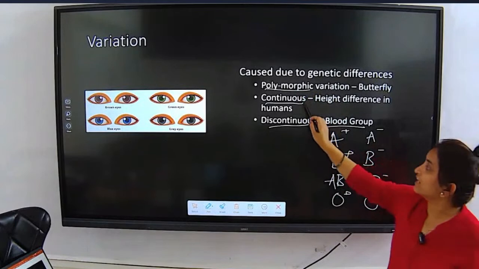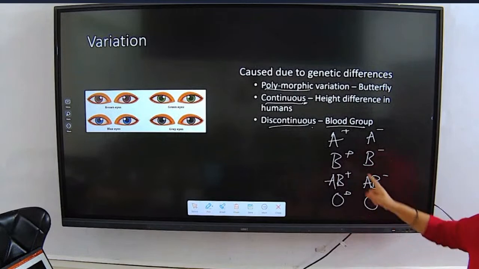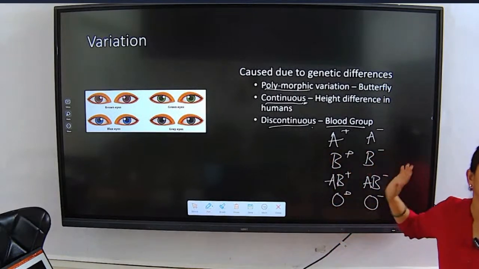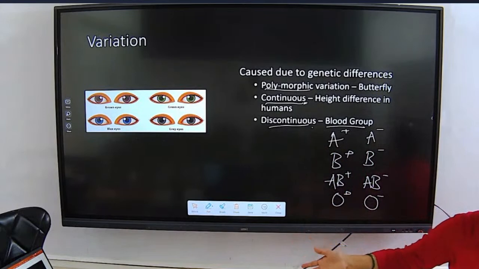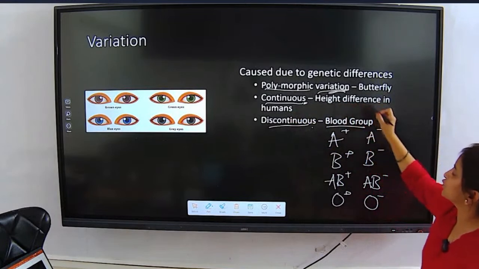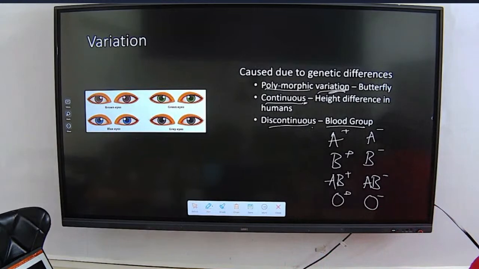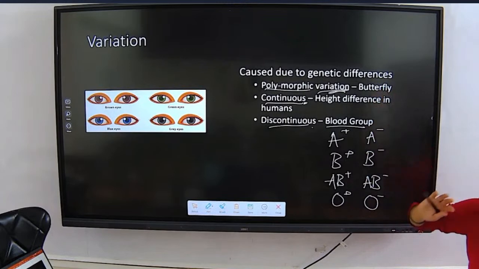Continuous form of variation we are calling, because there is a continuity in height. You cannot categorize them into 8 sets or 10 sets or 15 sets, right? So that becomes continuous. And polymorphic variation refers to a case wherein there are so many populations in every category. So many combinations of blue and yellow, so many combinations of dark blue and light blue. So there will be so many butterflies in every set, and there will be numerous such sets. That is known as polymorphism.